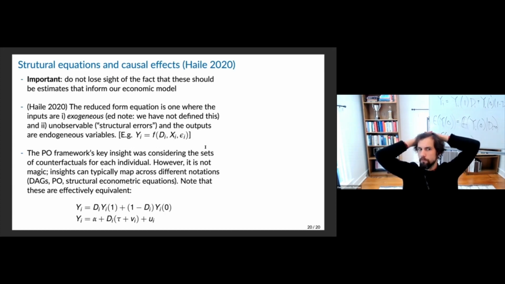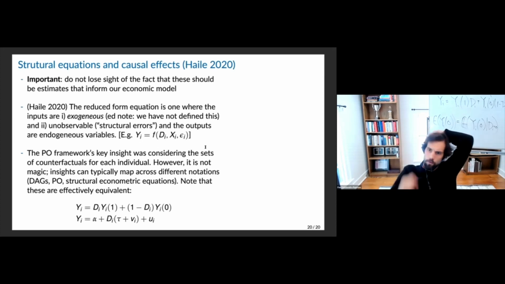There are ways of reframing that notation into what looks more like structural econometrics. Thinking about this as counterfactuals was not brand new. Econometricians have been thinking about this for a long time. So the thing I want to leave you with is, conceptually, think about this potential outcome framework that we did here. So this is Y_i is D_i times Y_i1 plus 1 minus D_i times Y_i0, right?